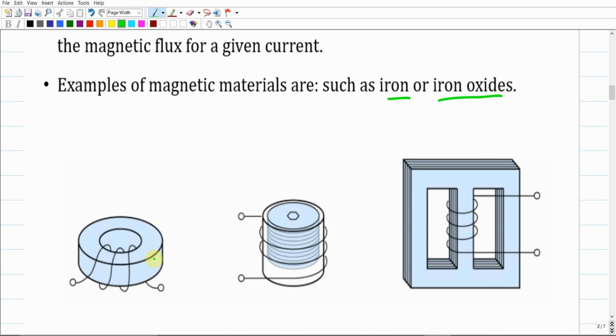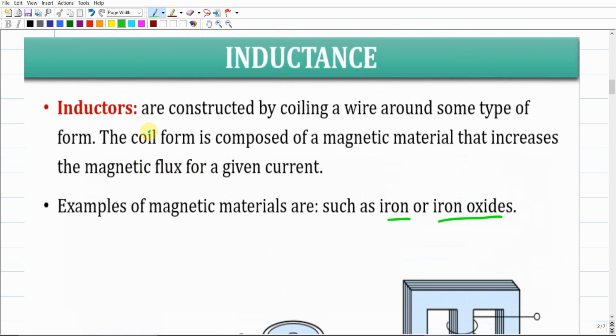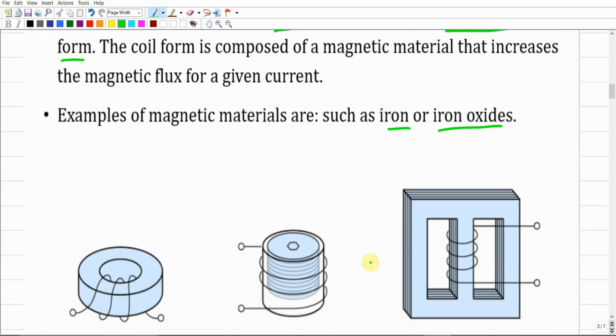The structure of this inductor is very simple. It depends, as I said, on coiling a wire around a magnetic material like iron. So inductors are constructed by coiling a wire around some type of form. All of these are different forms of inductors, or how we form the magnetic material. This is a coil form, this is a form, this is another form.